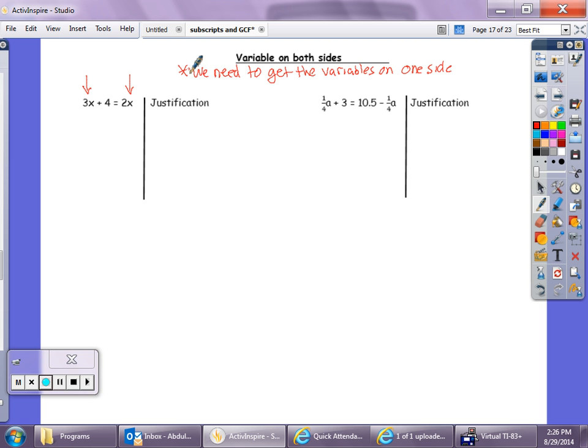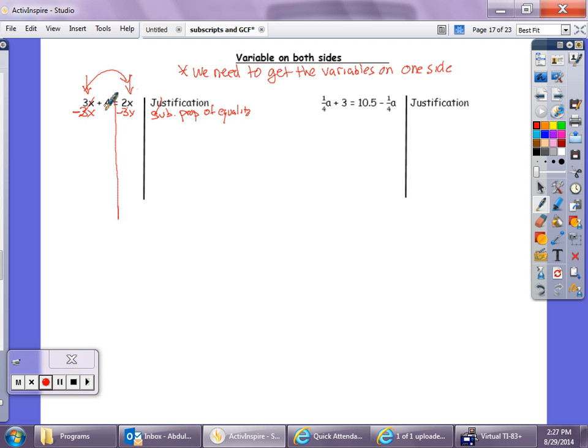So when we look at it, we have a 3x and a 2x. Well, the 2x is all by itself, so I need to get this onto this side. So what I really need to do is get rid of this 3x, so I'm left with just my 2x. To get rid of 3x, I can simply subtract it, because 3x minus 3x is 0. But according to my subtraction property of equality, if I subtract 3x from one side, I have to do it to the other side. So I have to subtract 3x here.